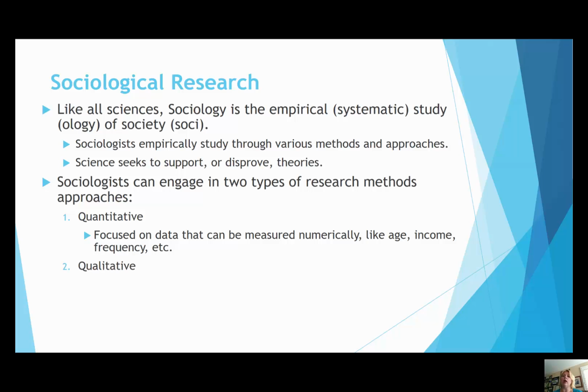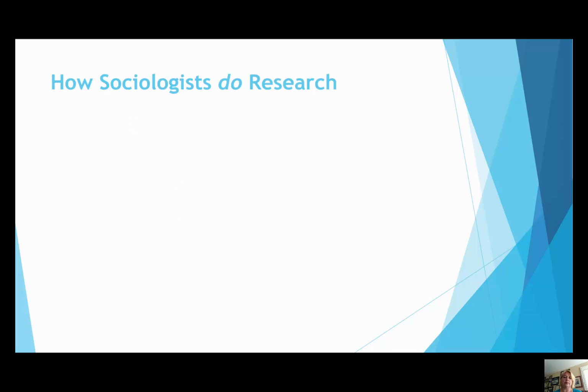We can also do qualitative research. Here we focus on descriptions made of words and patterns of behaviors through observations. And we can also have a mixed methods approach in which we include quantitative and qualitative methods. I definitely preferred mixed methods because then you're really capitalizing on the benefits of both.